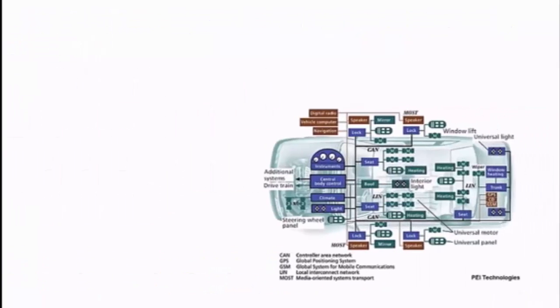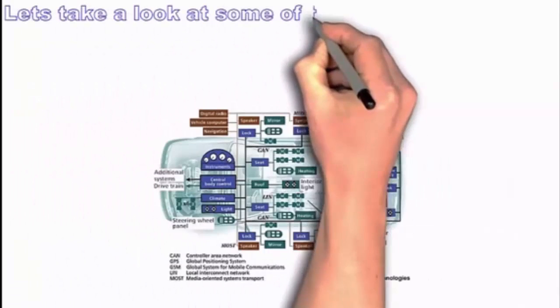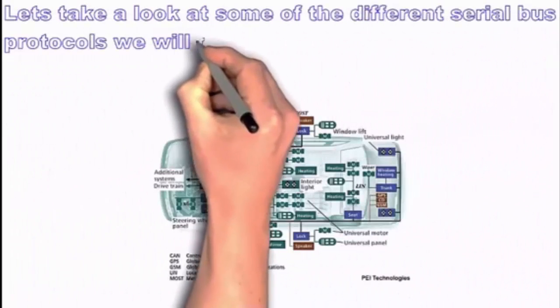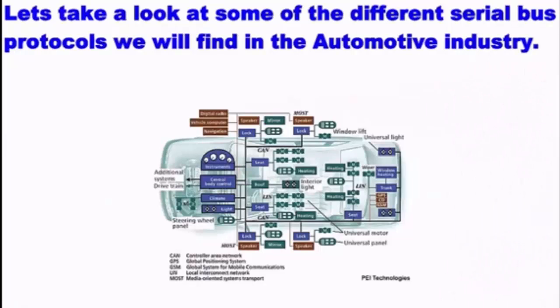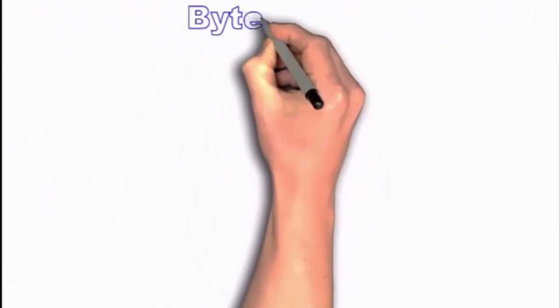So let's have a look at some of the different serial data bus protocols we can find in our cars today. We have just taken a short look at the earlier protocol UART used by GM, which first came out in their cars in 1982. Let's start with the protocol ByteFlight.